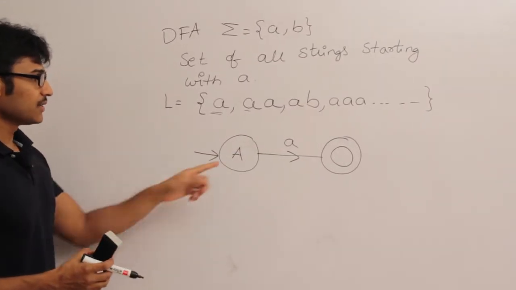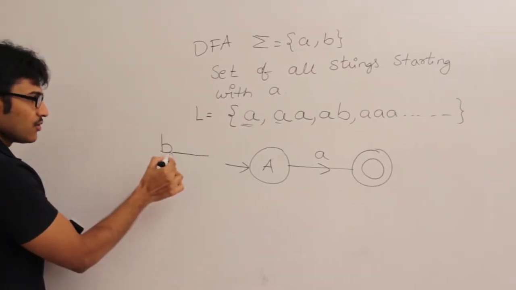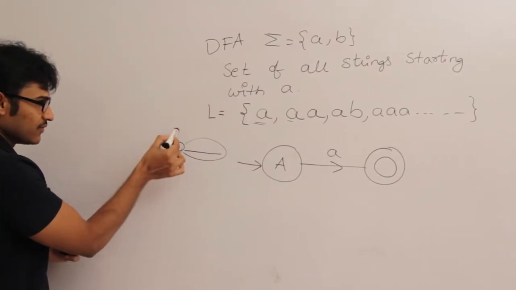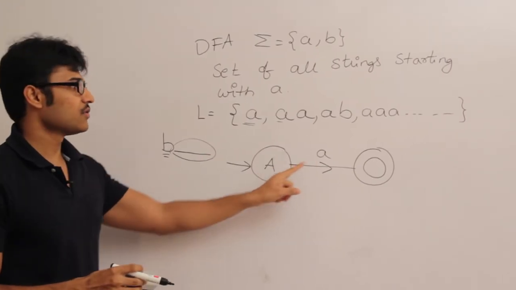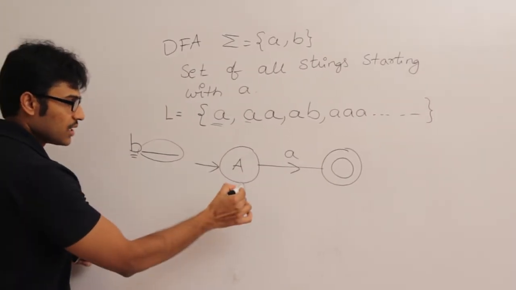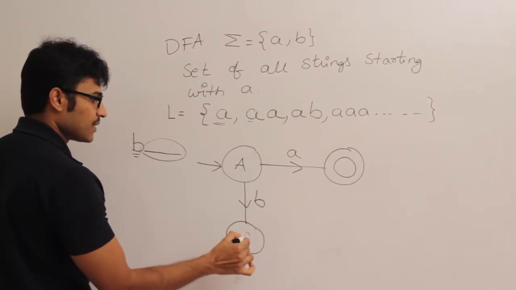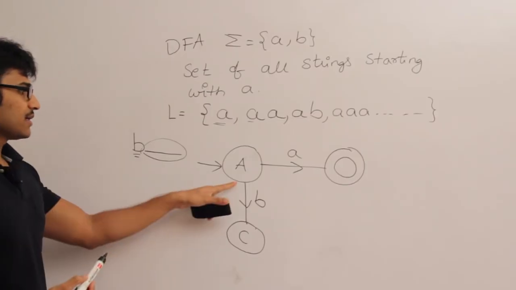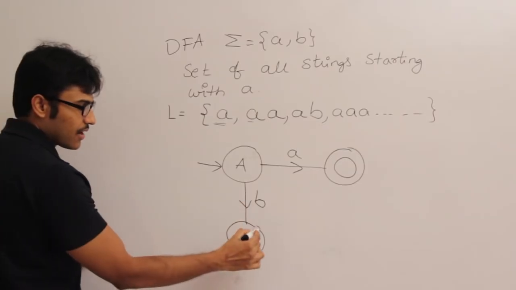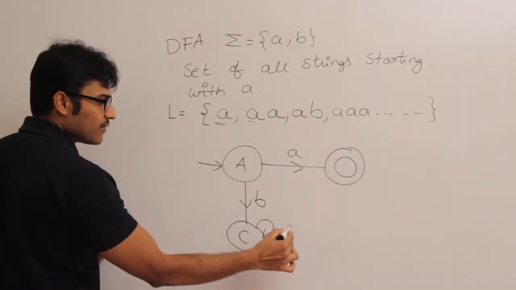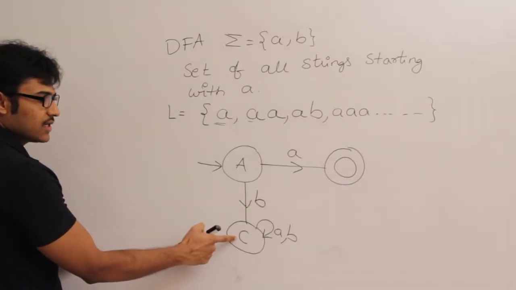But if I get a b in the beginning, it means the string is going to start with b. So I don't care whatever comes after this. If the beginning is b, I should not accept it, which means if the string starts with b, I should never go to the final state. So I am going to go to some other state, and I will not accept anything from there. I don't care what comes after it. I will never let such a string reach the final state. Therefore, this state is going to act as a dead state.